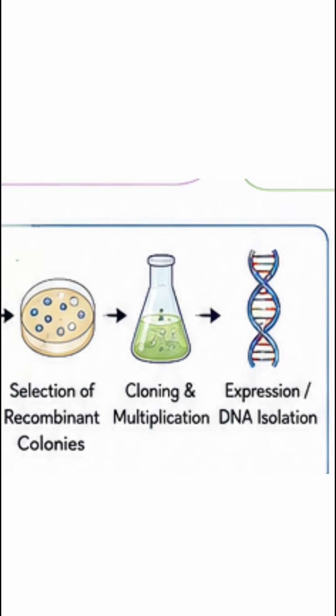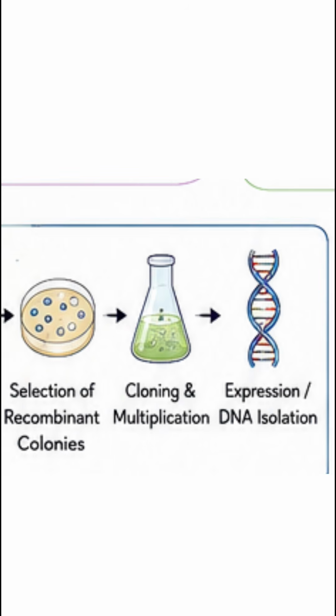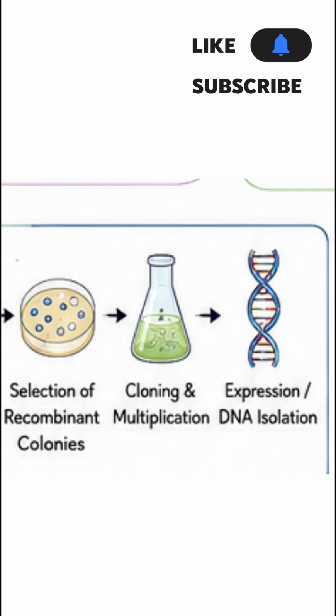So what is the role of the vector? To carry the foreign gene. What is the role of the host cell? To multiply the recombinant DNA. At the ORI site, plasmid replication begins, and the selectable marker identifies the transformed cells, and blue-white screening distinguishes the recombinant from the non-recombinant colonies.